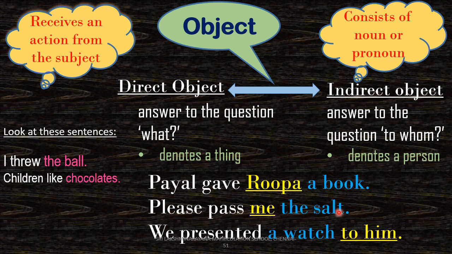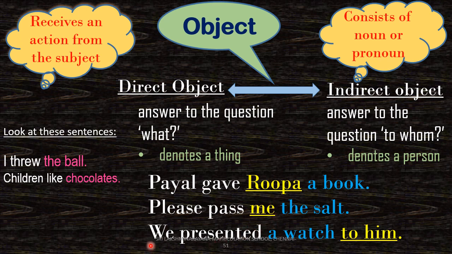Please pass me the salt. Here, what is the direct object? The salt. Okay, so what was told to pass, children? What was requested to pass? The salt. So what comes as an answer to the question what? The salt. So the salt is a thing which is a direct object. Okay, to whom the salt was passed? The salt was passed to me. So to me. So me is the indirect object that denotes a person, which is the pronoun.